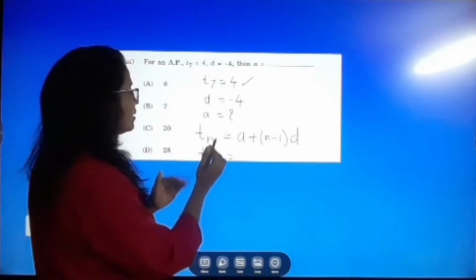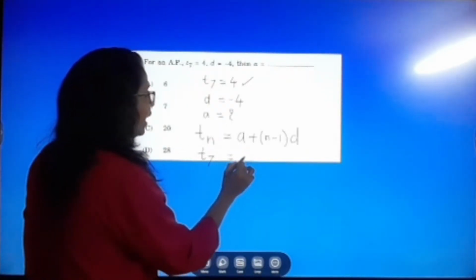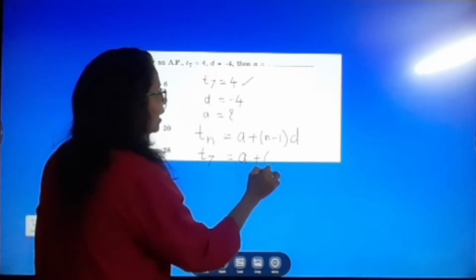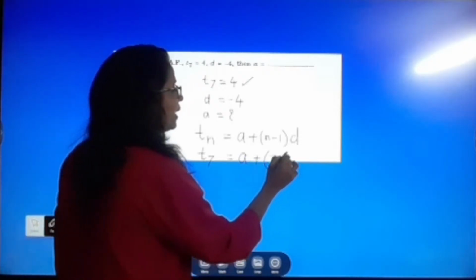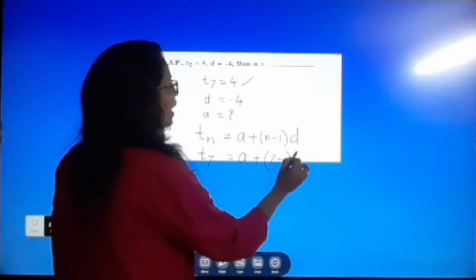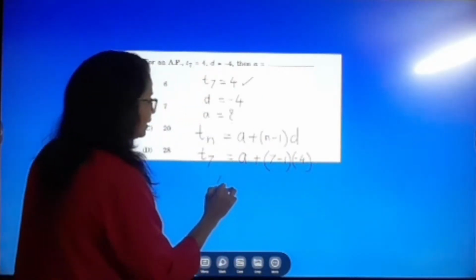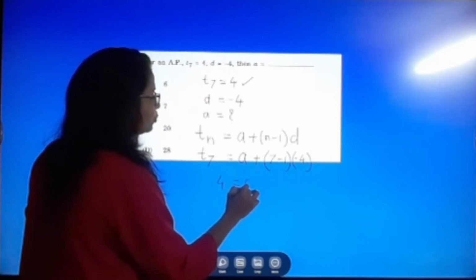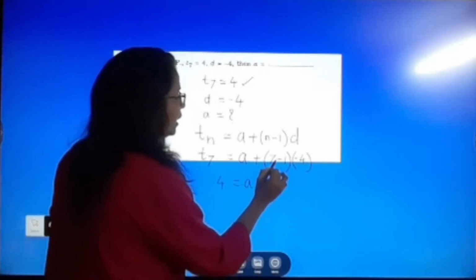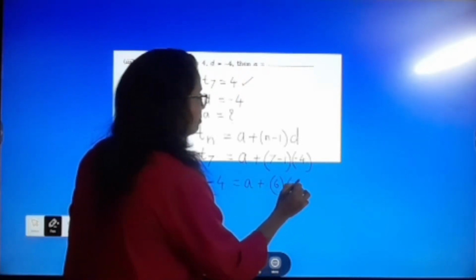So here T7 is equal to A, write down as it is, and n, that is 7 minus 1, and multiply by minus 4. So that means here, students, T7, that is 4, is equal to A plus, in the bracket, 6 multiplied by minus 4.